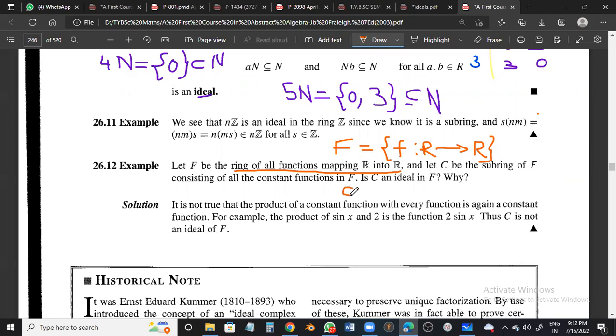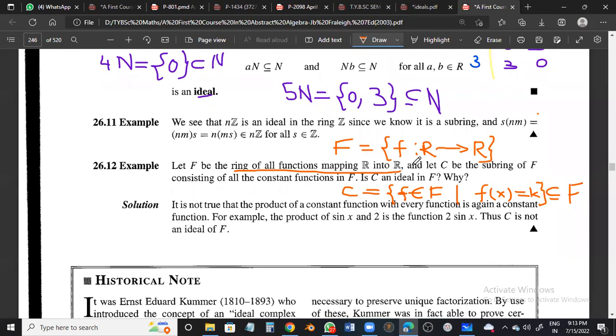Now, let me take only constant functions in C. What does C contain? C contains all f, from where I'm taking those f? From capital F. And how are they? They are such that f of x is constant. Let us say the constant is k for the time being. So obviously, I'm taking elements from capital F, means this has to be a subset of capital F. Now, what they're asking is whether C is an ideal or not.